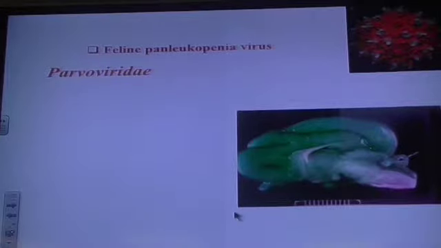And the granular layer of the cerebellum is where the infection of these cells occurs. So the virus infects these cells. Once it infects these cells, it prevents formation of Purkinje cells, because Purkinje cells come from the granular layer. So when you have infection of the granular layer, you have atrophy of the cerebellum, because Purkinje cells and other cells cannot form subsequently.